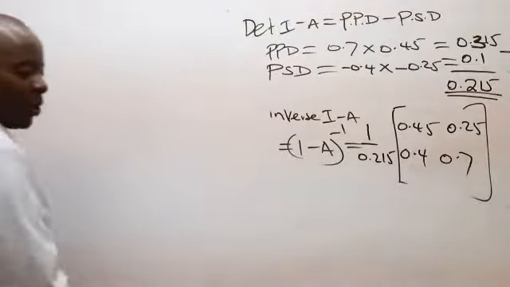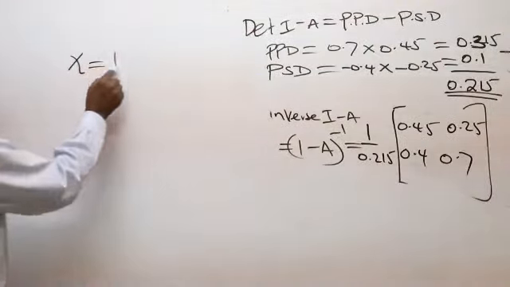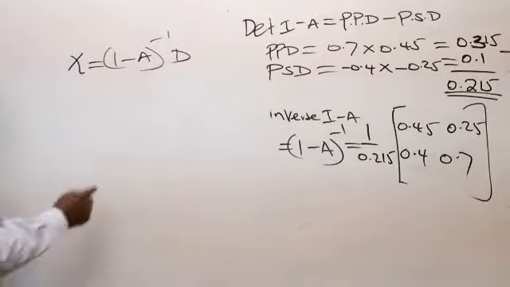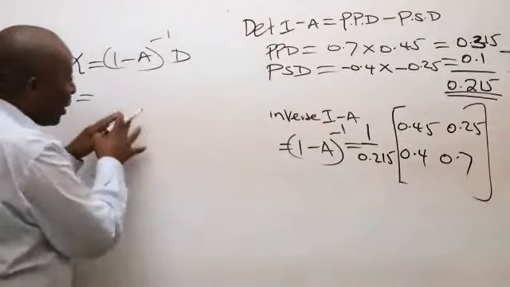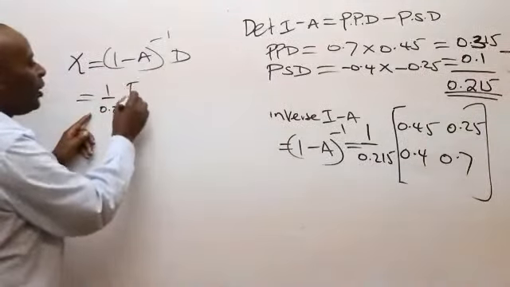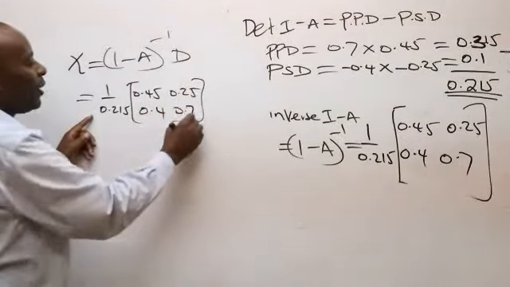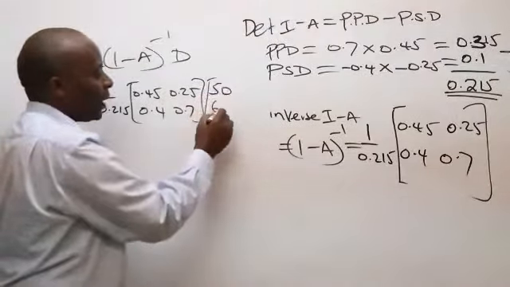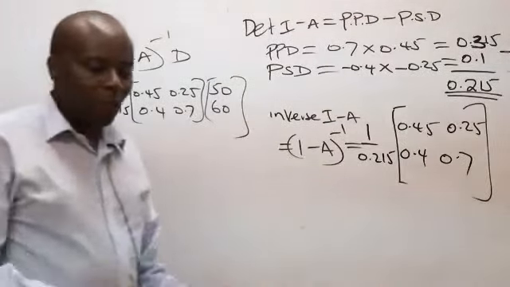What you're supposed to do here is to remind them the model. Our model is x equals I minus A inverse multiplied by D. Feeding in my parameters, I minus A inverse is 1 over 0.215 into 0.45, 0.25, 0.4, 0.7, multiplied by D. Our D, if you remember very well, which is final demand, was 50, 60.